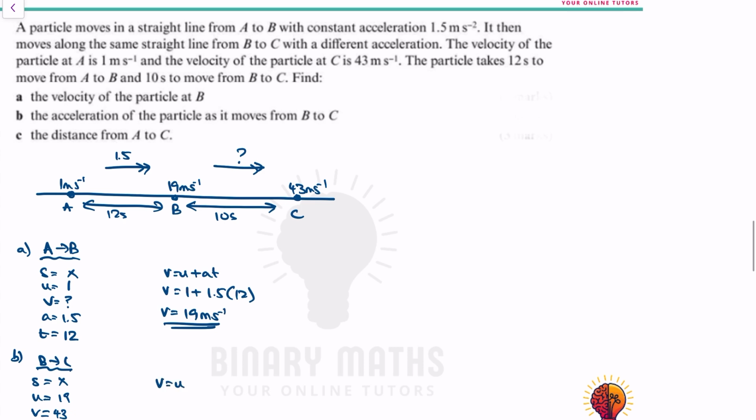So V is equal to U plus AT. 43 is equal to 19 plus acceleration times 10. If we rearrange it, 24 must be equal to 10A. So A is equal to 24 over 10, which is equal to 2.4 meters per second squared. So I can rewrite that as 2.4.